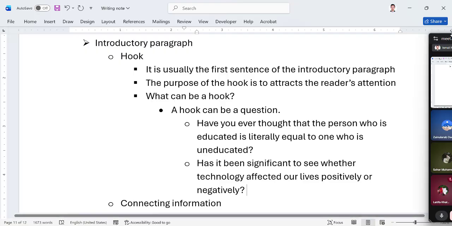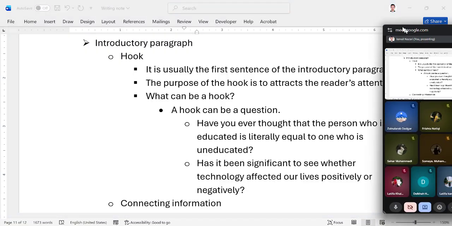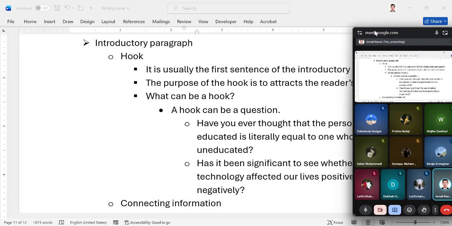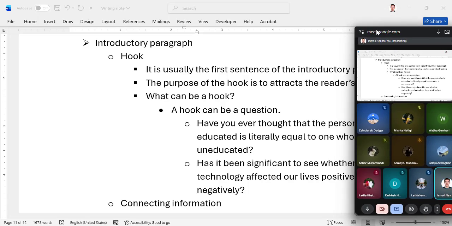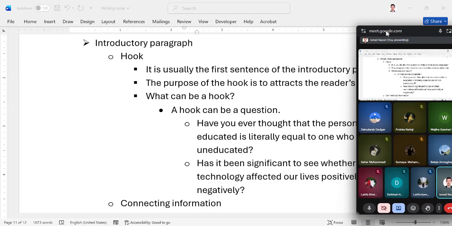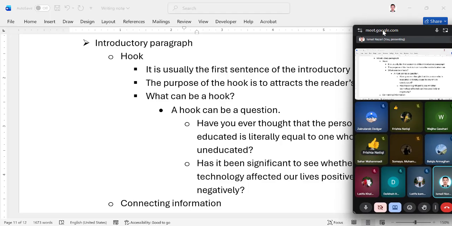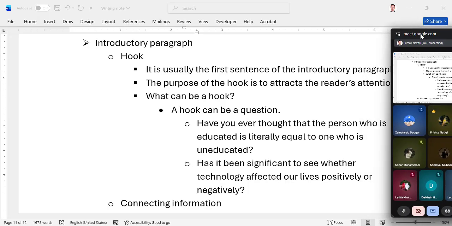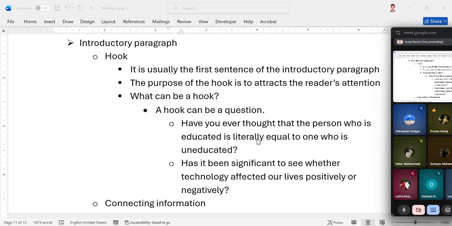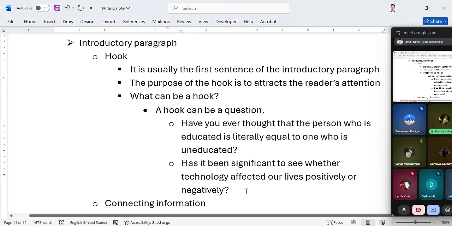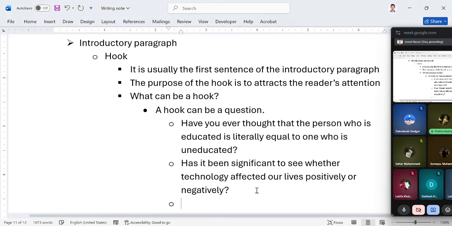So if you have any suggestions for the hook about this topic, you can write in the chat box. Before that, do we have anyone who may tell us a hook about technology? Yes, Miss Ferishta.